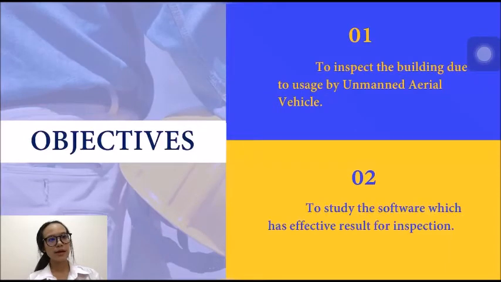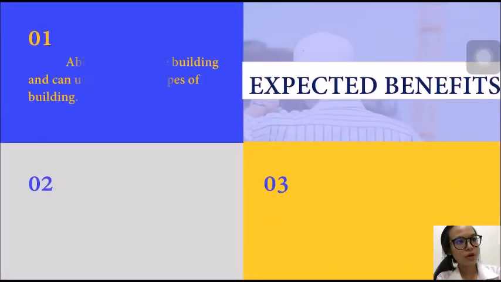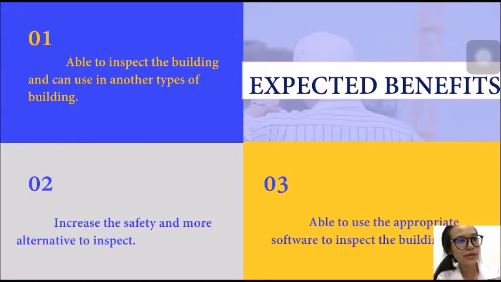The objectives of the project are to inspect the building by using an unmanned aerial vehicle and to study the software which gives effective results for inspection. From making this project, we expect the following benefits. First, being able to inspect the building and use the method on other types of building. Second, increased safety and more alternatives for inspection. And third, being able to use appropriate software to inspect the building.